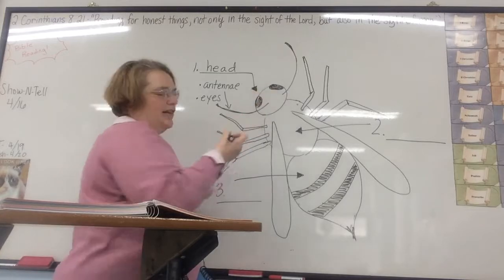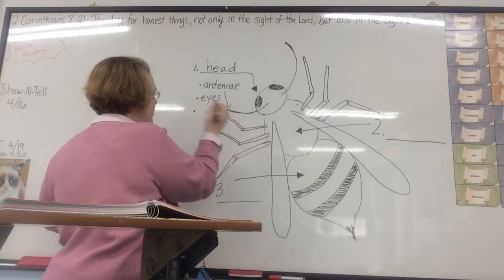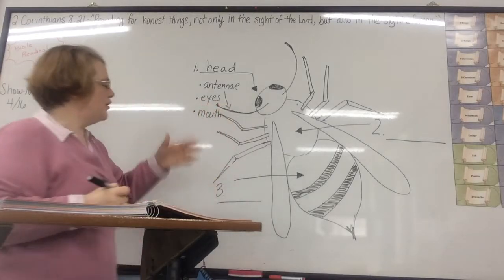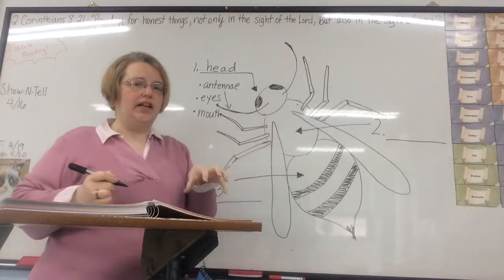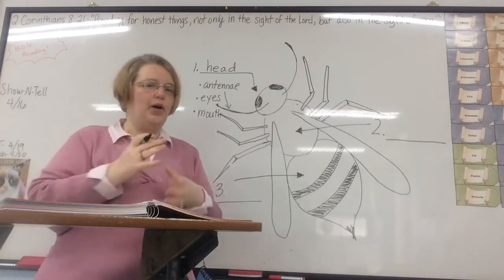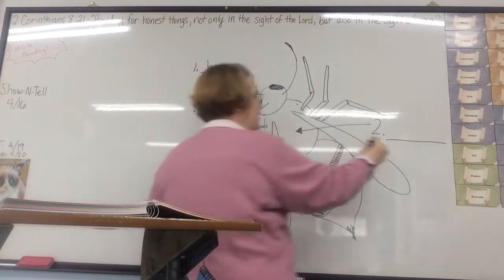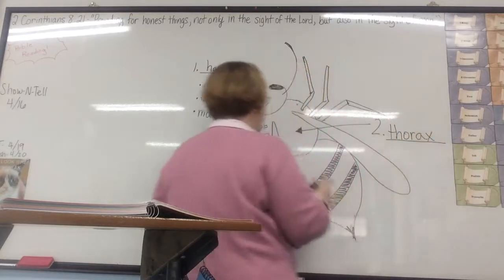And you can't see it on our insect on the board, but this is where their mouth parts would be. Okay, so their mouth. All right, so on to number 2, the middle section. Can you guess what that is? Can you remember what we studied? If you said the thorax, that would be correct. The thorax is in the middle.